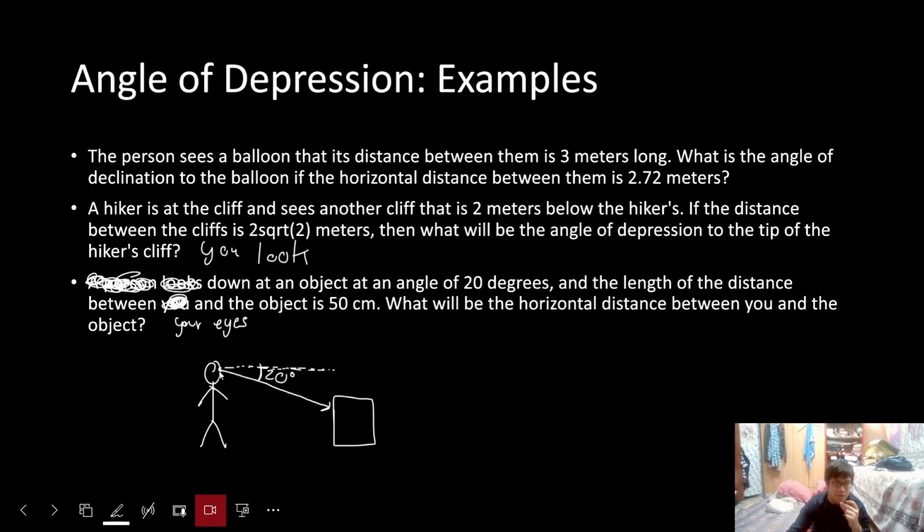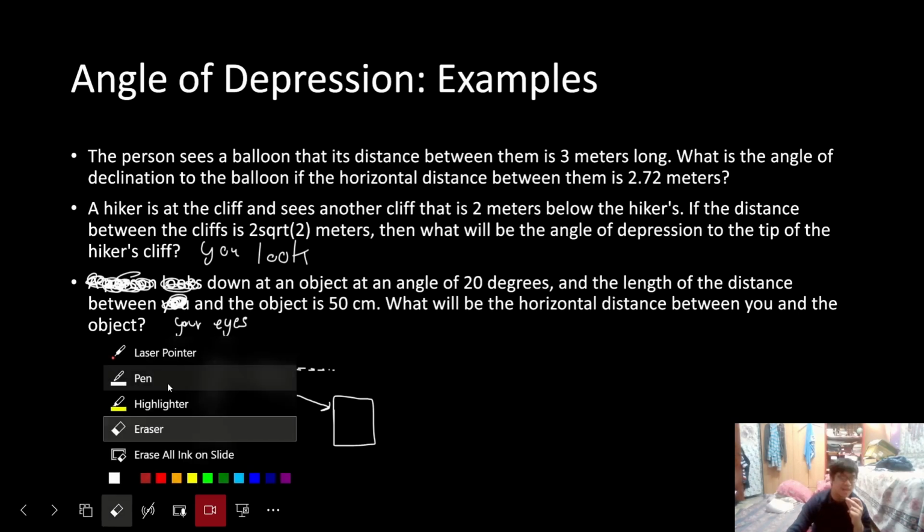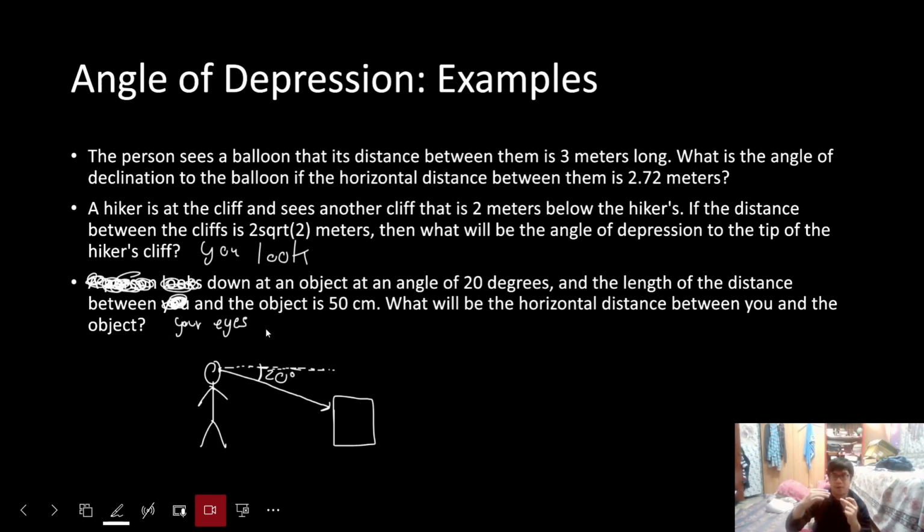Because you're starting from here. If you're referring to the length of the distance between you and the object as 50 centimeters, then we're actually referring to its horizontal distance. You get me? If that's the case, that's the answer. But the way I implied it, it's not horizontal, but rather starting from your vision, from your eyes. So forgive me. So this is 50 centimeters.